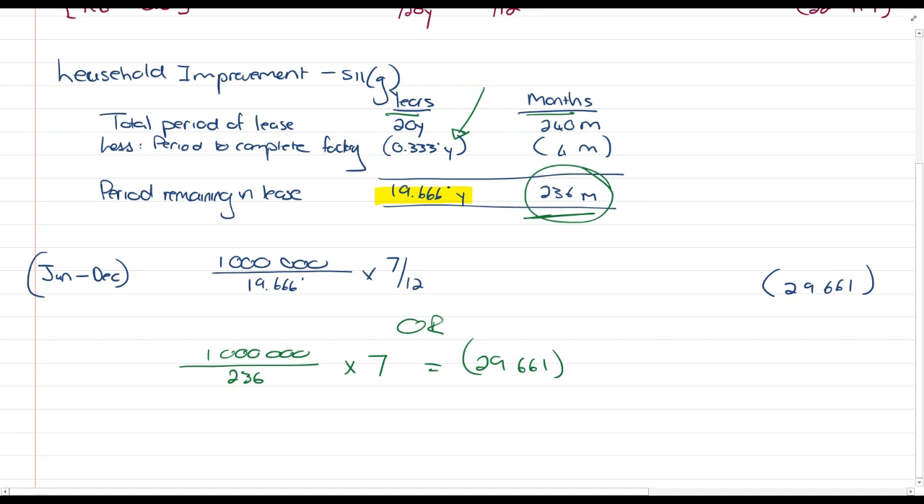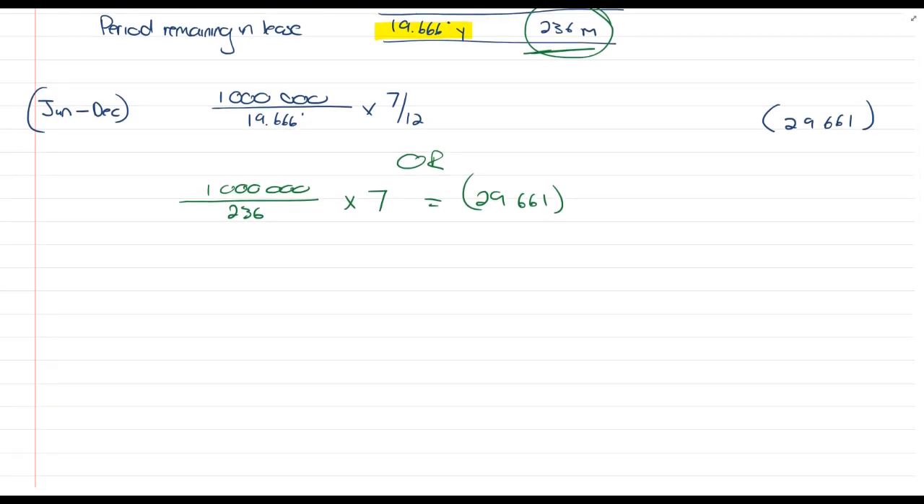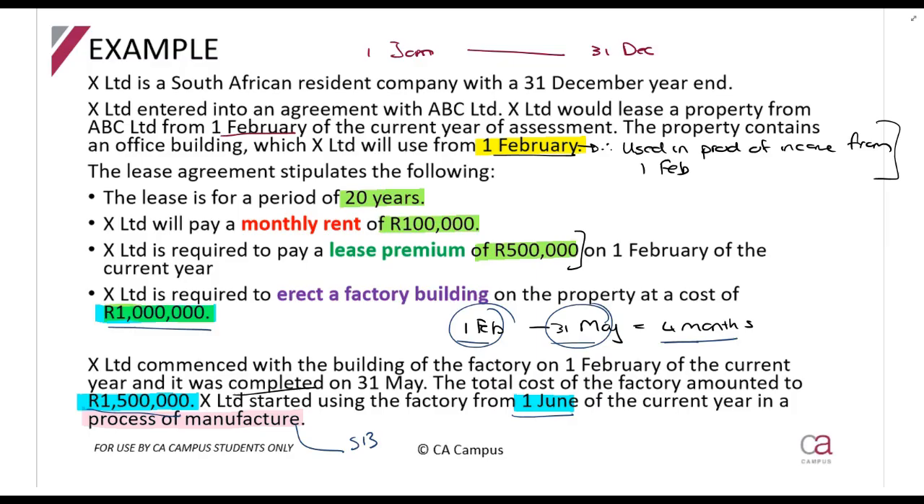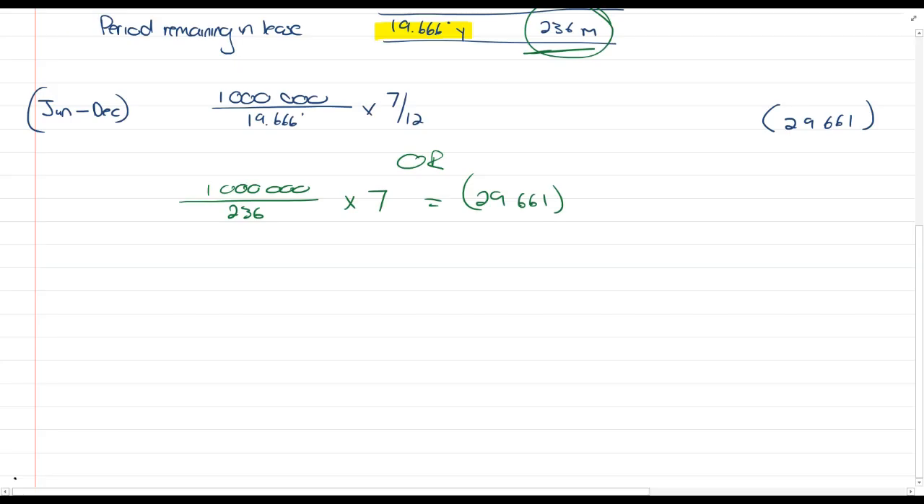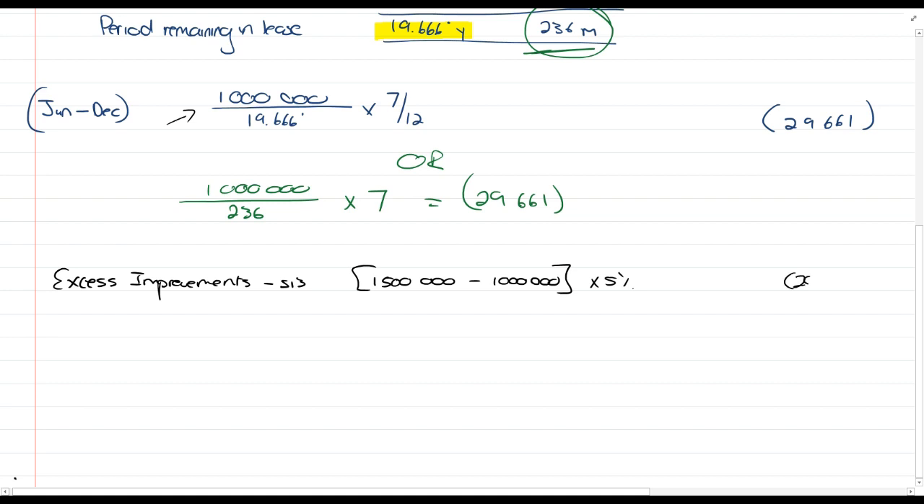Now, the total amount that we spent on the factory was 1.5 million rands. We have now claimed R1,000,000 of that as a deduction. So the last bit is the excess improvements. Because this is the factory, we can claim Section 13. So we spend 1.5 million. We should have only spent 1 million. So the excess amount is 500,000, and we get a 5% allowance on that. So that is 25,000 rands as a deduction.